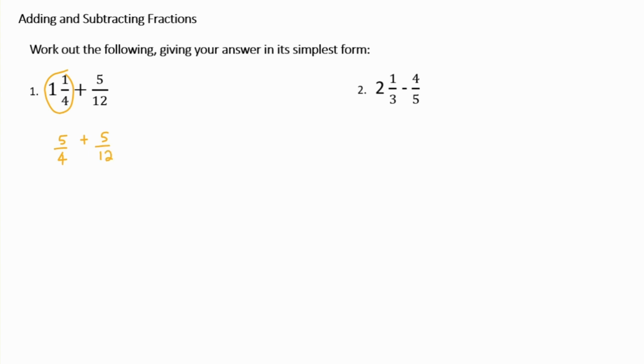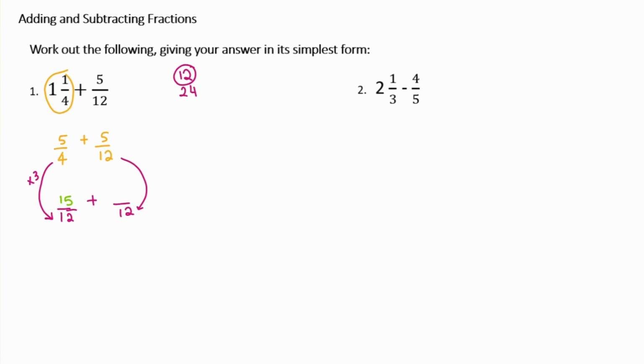So we're going to look for the LCM of 4 and 12 by looking at the multiples of 12, which is 12, 24. But we don't need to go any further because 12 is a multiple of both 4 and 12. So we're going to make both of these fractions over 12. In order to make 4 into 12, we have multiplied by 3. So we're going to do the same thing to 5. 5 times 3 is 15.